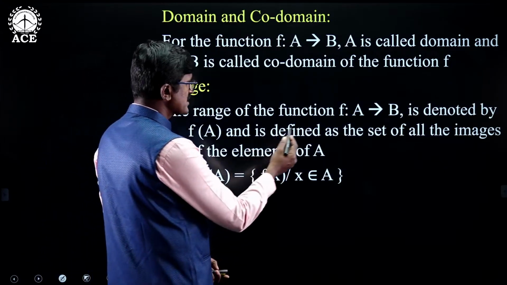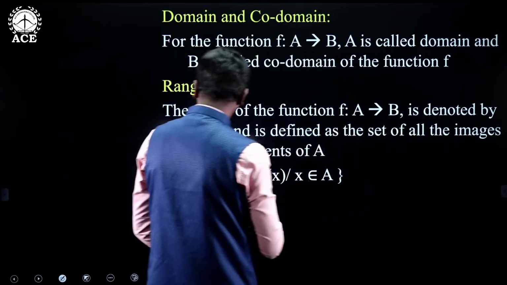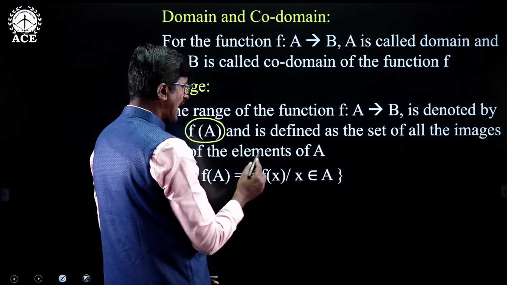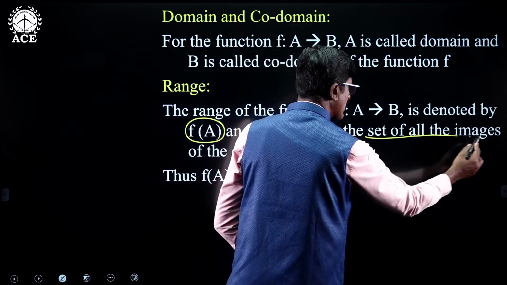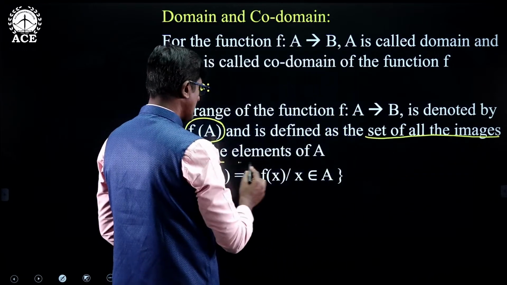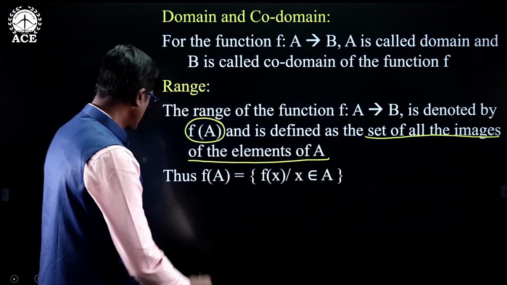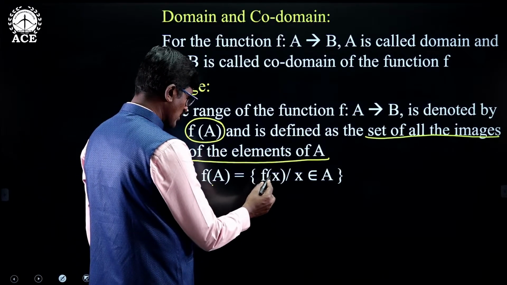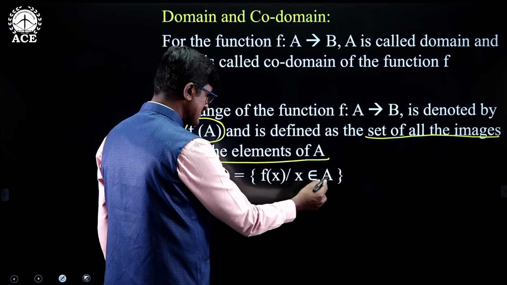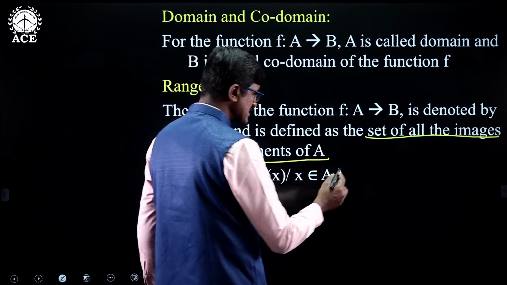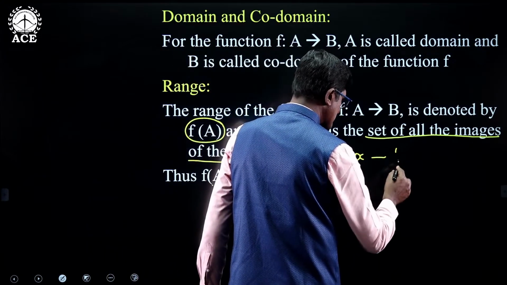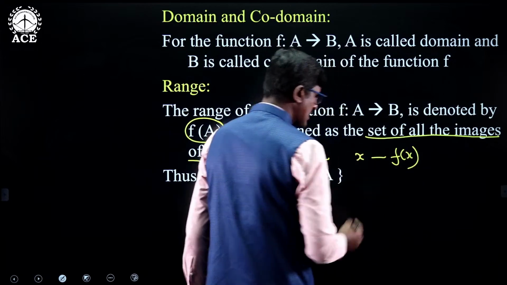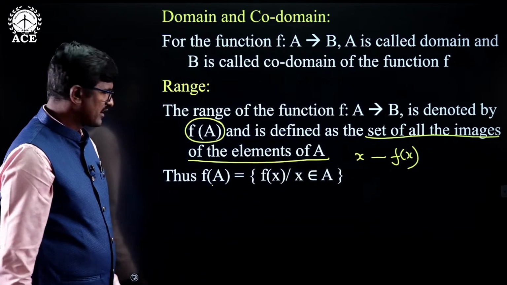The range of the function f that maps A to B is denoted by f of A and is defined as the set of all images of the elements of A. So this is the symbolic way of defining it. F of A is equal to f of x such that x belongs to A. Here what is f of x? For the element x, the image is f of x.